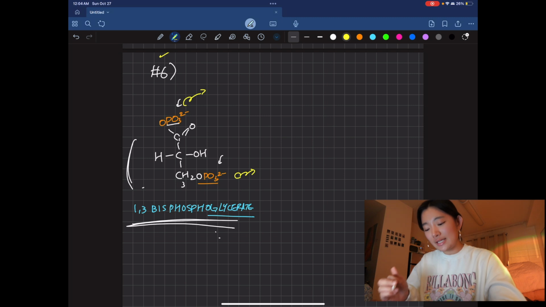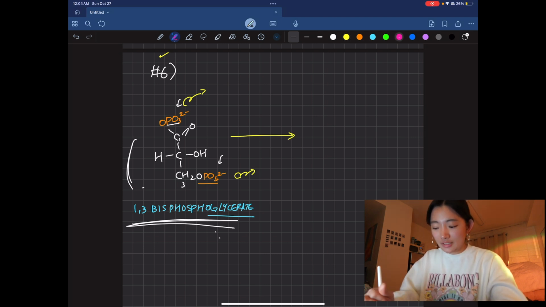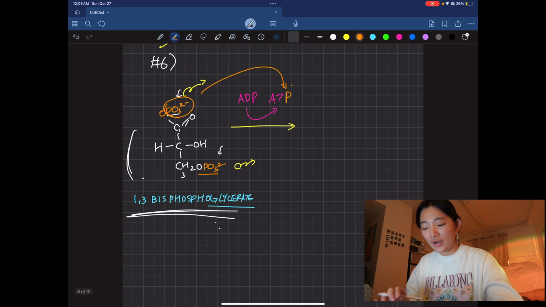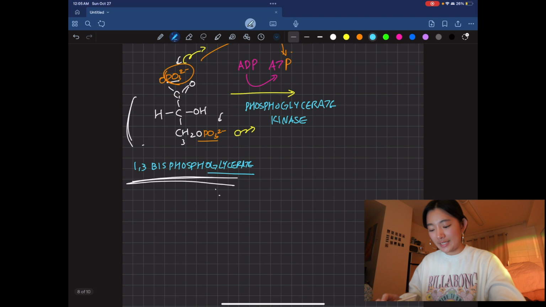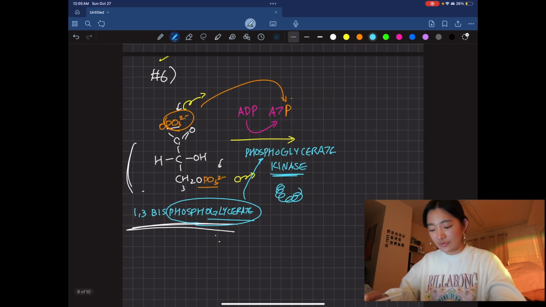So step 6, we're going to take this high phosphoryl transfer potential to power ATP synthesis, meaning that we're going to make some ATP. And that's going to come from one of these phosphate groups. Now, it's a phosphate group transfer. What enzyme is going to do that? It's going to be a kinase, right? It's phosphoglycerate kinase. Again, we just take the substrate name and it's a kinase. So phosphoglycerate kinase is going to be the enzyme that does this transfer.